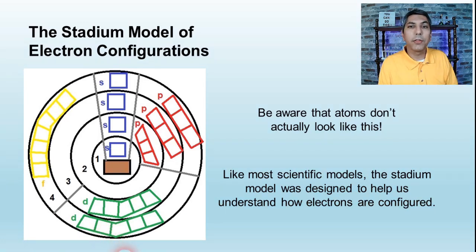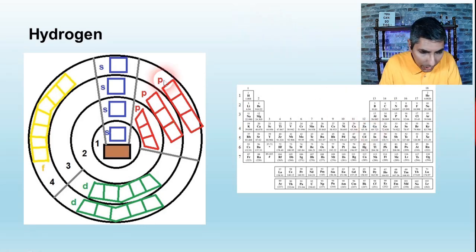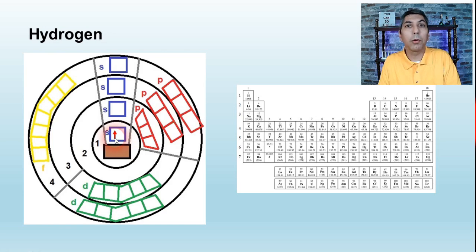Now, the first element that we're going to talk about is hydrogen. That's the very first element on the periodic table. And I have a little periodic table here as we work through this so you can follow the elements on the periodic table as they come into our stadium. So hydrogen wants to have the best seat available. Well, I see a really good seat right here next to the playing field in level 1, section S. And so I'm going to put an arrow right there to represent where hydrogen is sitting in the stadium.